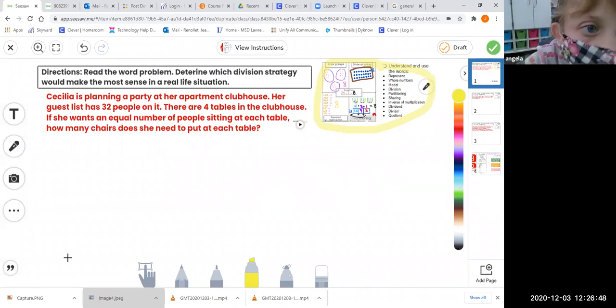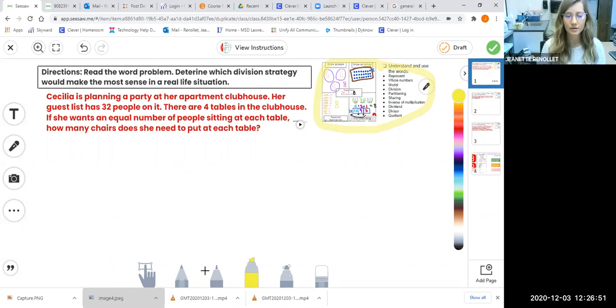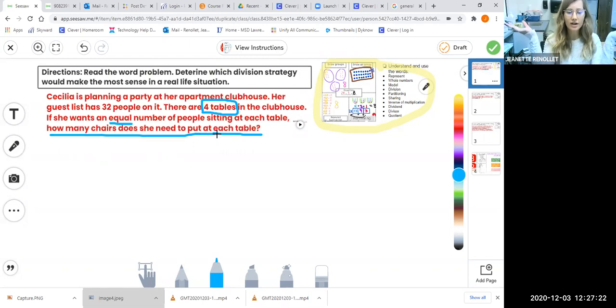Cecilia is planning a party at her apartment clubhouse. Her guest list has 32 people on it. There are 4 tables in the clubhouse. That looks important. If she wants an equal number of people sitting at each table, how many chairs does she need to put at each table? So my question asks, how many chairs does she need to put at each table?